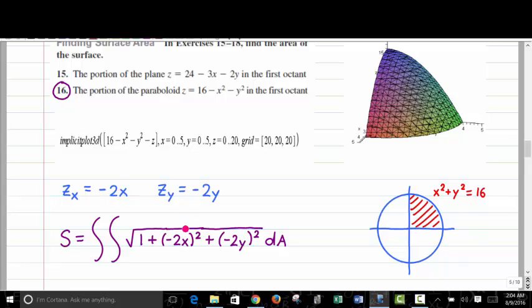So negative 2x, negative 2y, and you put them right in here. So this is your general setup using the surface area formula. Now we have to get it into proper integration.